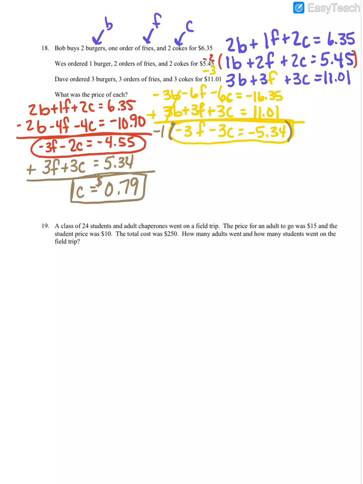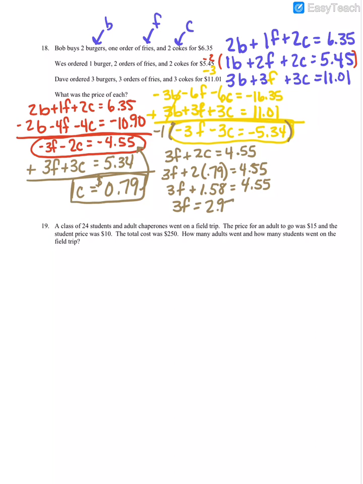Plug that into either one of these guys. 3F plus 2C is equal to 455. So 3F plus 2 times 0.79 is equal to 455. So 3F plus $1.58 is equal to 455. So 3 fries is equal to $2.97. So 1 fry is 99 cents.